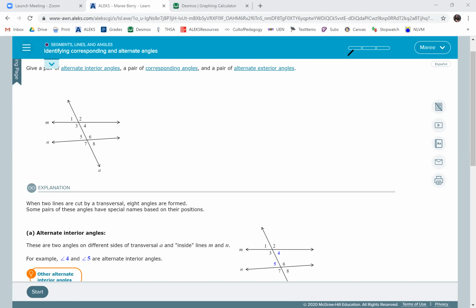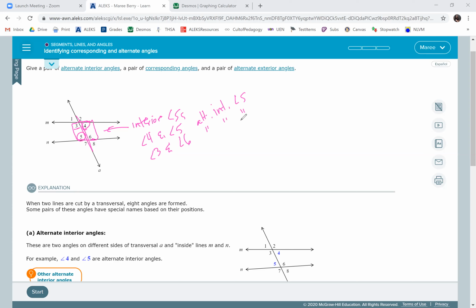Okay, now we're going to look at alternate interior angles. So first, to do interior, we're looking at these four right here. So these are interior angles. Now, alternate are talking about across from the line. So 4 and 5 are alternate interior angles. So then the other two, 3 and 6, are the other pair for alternate interior.